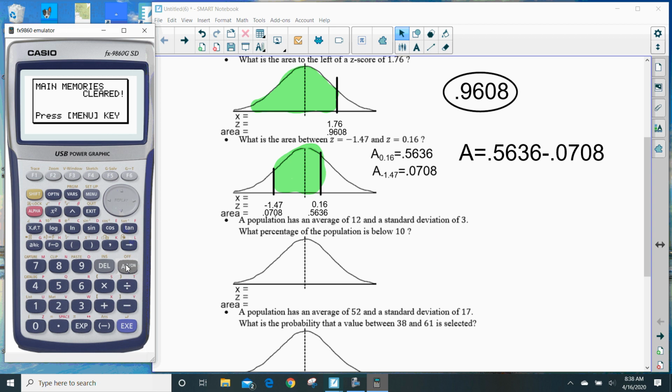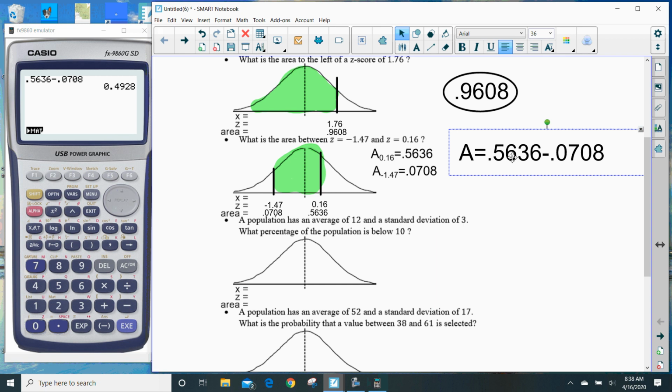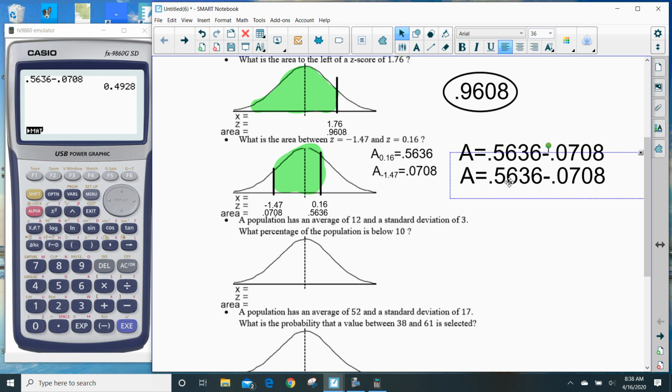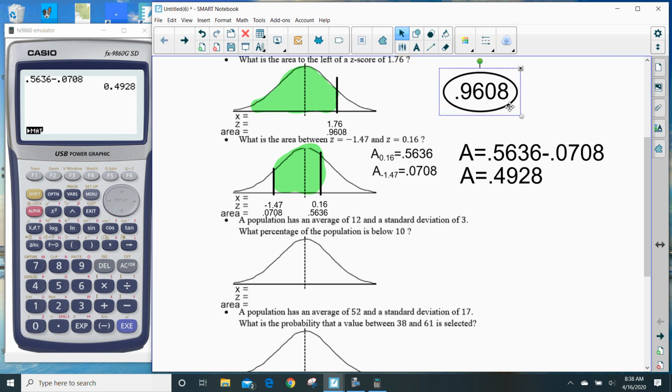So here we go. I'll go menu 1. Huzzah. And so this is going to be equal to 0.4928. And that is the answer to our question here. 0.4928. So that's the area in between the two things. Again, what you do is you take the big area minus the small area. Okay.